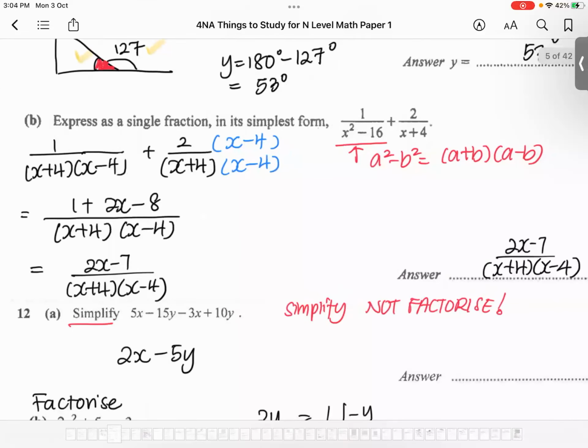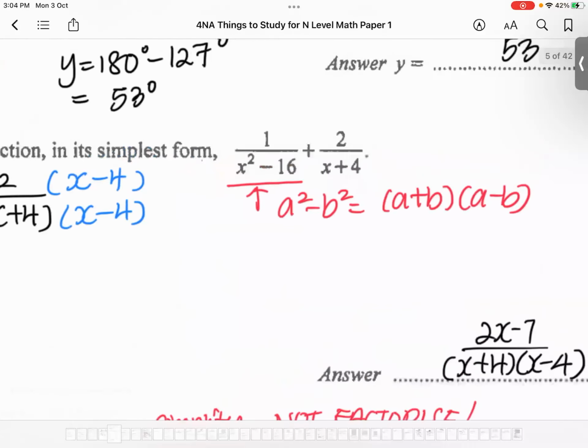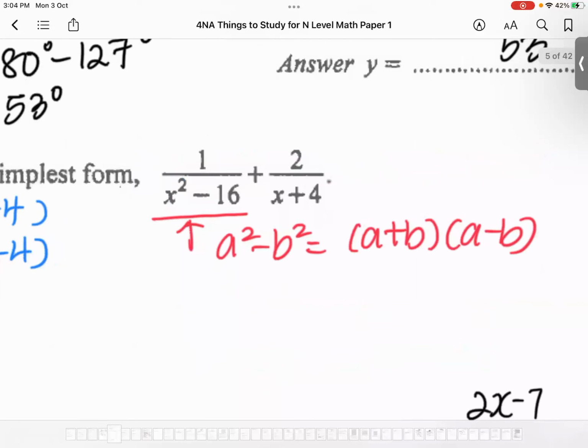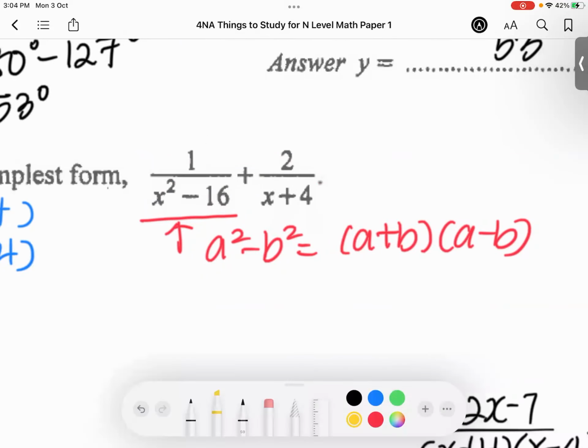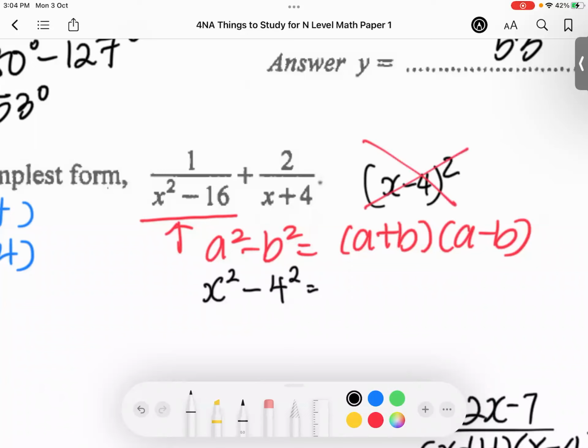In this case, I have x squared minus 16. X squared minus 16 can be written as x squared minus 16. What times what gives you 16? 4 times 4 gives you 16. So this is actually 4 squared. When I factorize this, bear in mind, this is not x minus 4 whole thing squared. This is incorrect. Make sure you got one plus, one minus. So x plus 4, x minus 4.